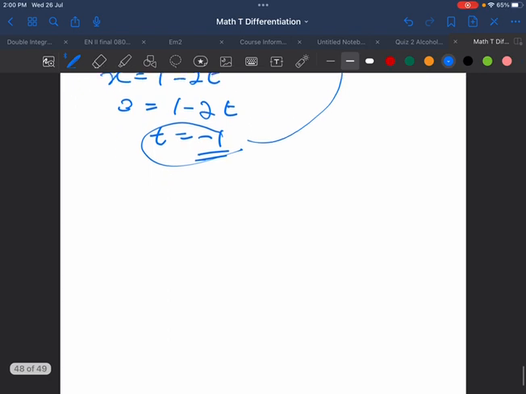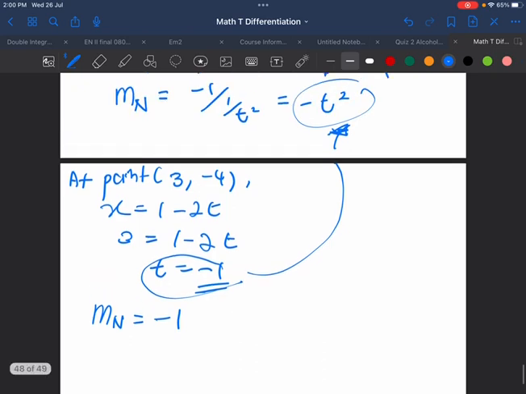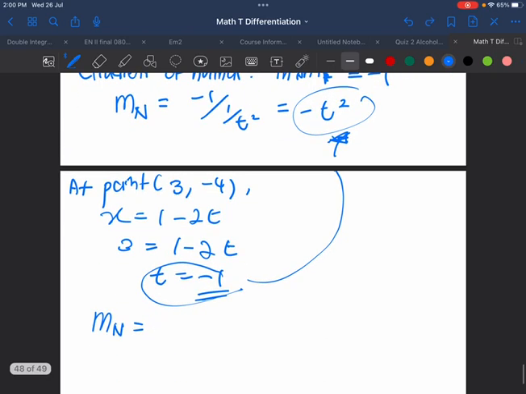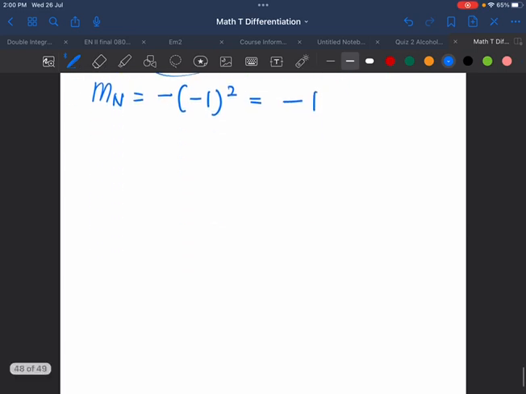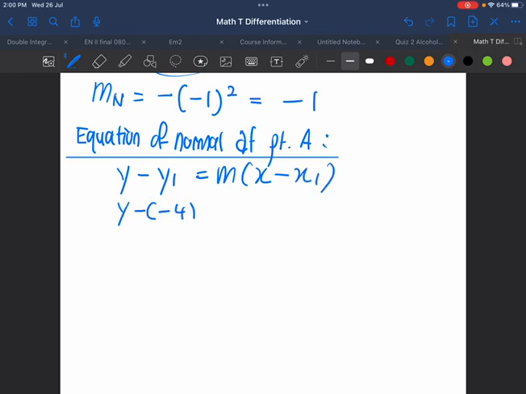I have the value for the gradient, so the gradient of the normal will be negative t squared, which is negative 1 squared, and we get back negative 1. So now we are finding the equation of the normal at point A. Just use back the equation y minus y1 equals m times x minus x1. So now we have y minus 4 equals negative 1 times x minus 3, and we get y equals negative x plus 1. Alright, so here is the first part of the question.